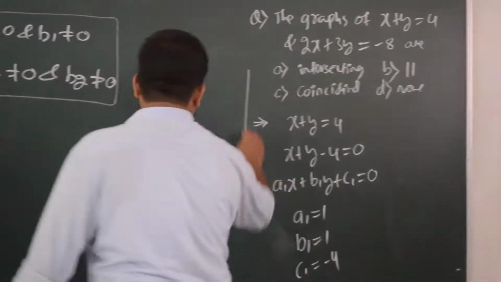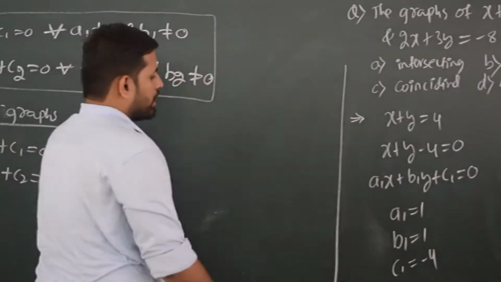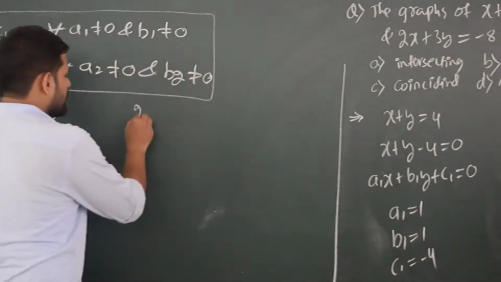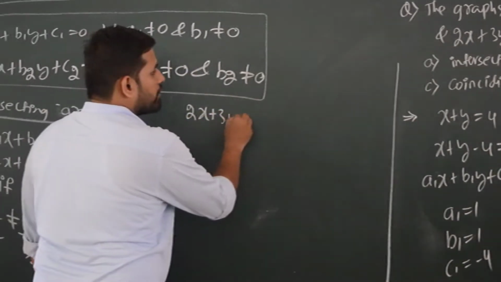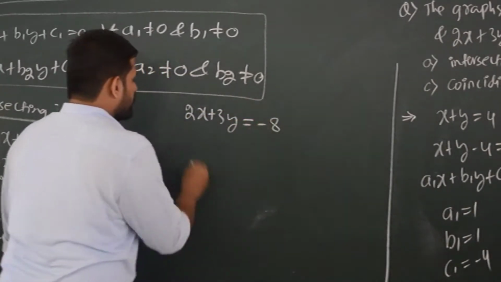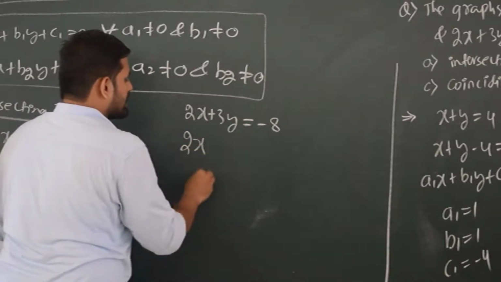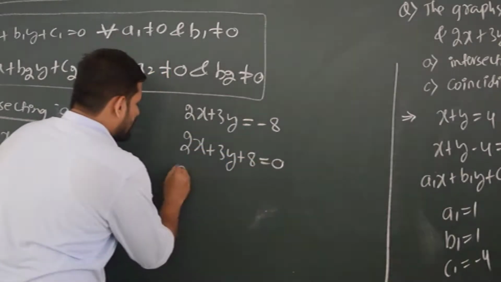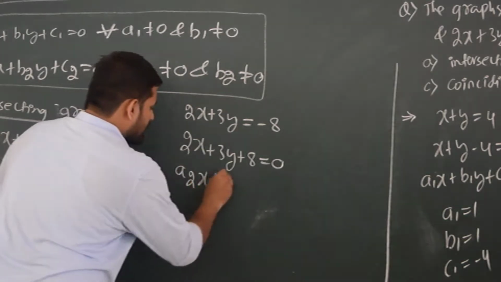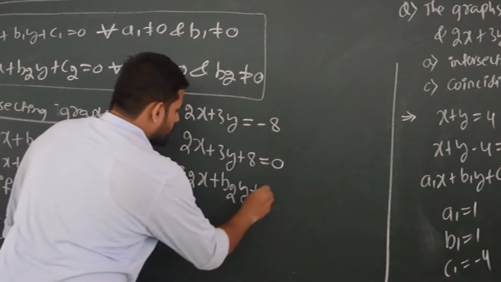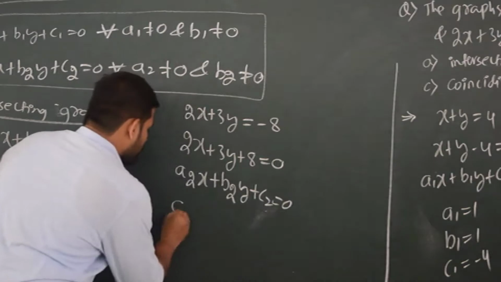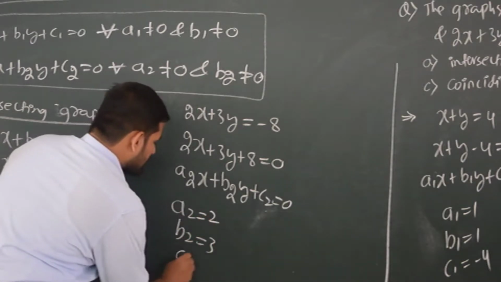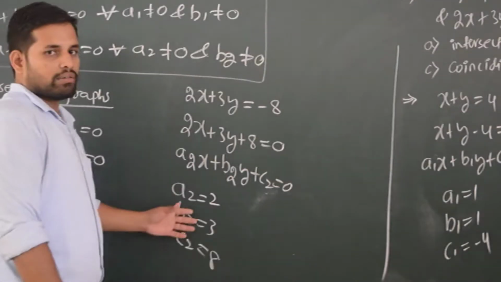Similarly, I can go for the second equation. What is the second equation? Tell me. I am going to solve this side. You can do it continuously. So what is the second equation, dear children? That is 2x plus 3y is equal to minus 8. Now you bring it to normal form: 2x plus 3y plus 8 is equal to 0. Now you compare it with a2x plus b2y plus c2 is equal to 0. That means you are going to get a2 is equal to 2 and b2 is equal to 3 and c2 is equal to 8. This is clear? We are just comparing.